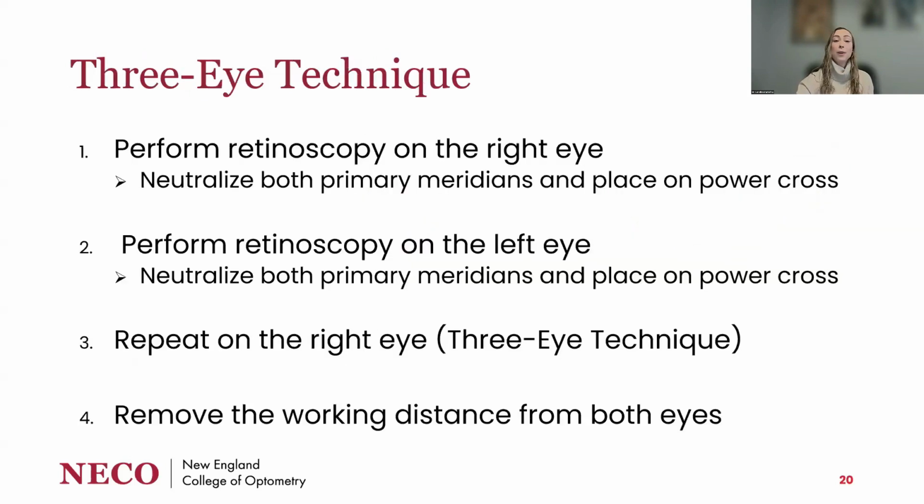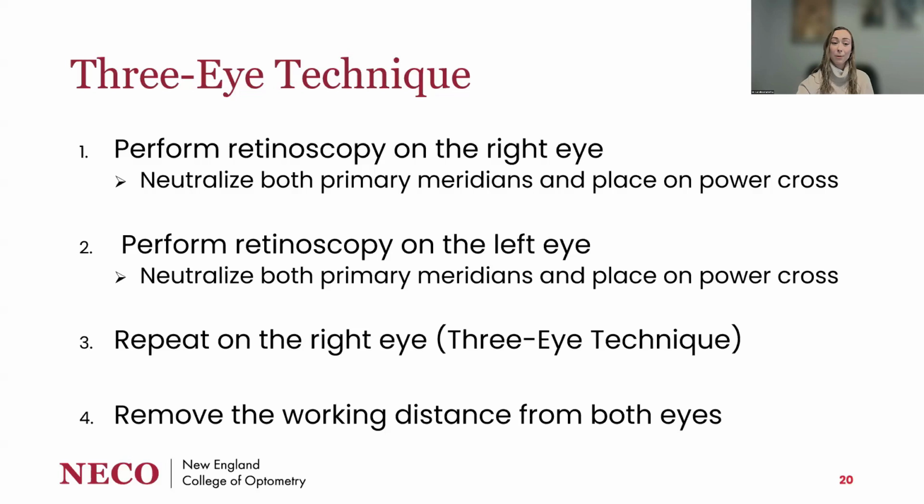I recommend using the 3-eye technique for our retinoscopy. This is a technique that helps to control for accommodation. What you would do is initially perform retinoscopy on the patient's right eye, and you would neutralize both the primary meridians and place these on a power cross. Next, you'll perform retinoscopy on the patient's left eye. You'll neutralize both of those primary meridians.